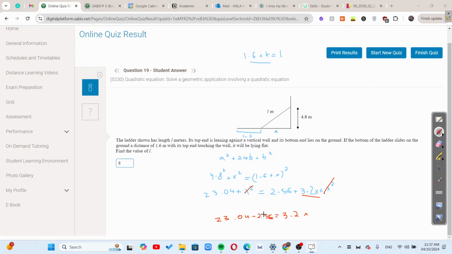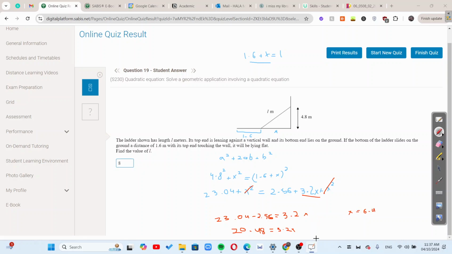So I'm just gonna quickly do it. 23.04 minus 2.56. You're gonna get 20.48, equals 3.2x. Now you divide this number by 3.2 on your calculator. You're gonna get 6.4. So x equals 6.4.